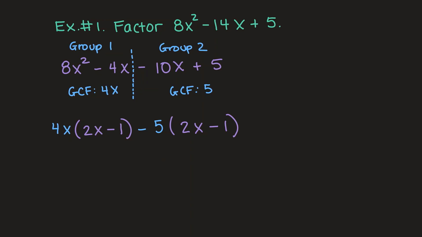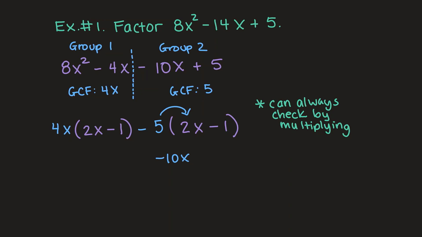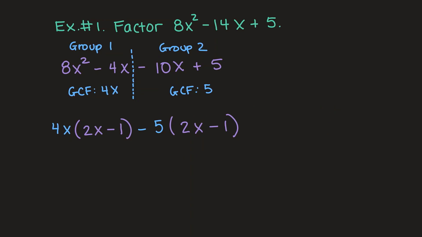If you're unsure whether you factored out the GCF correctly from each group, you can always check by multiplying. So if we distribute the minus 5 to the 2x, we get minus 10x, and distribute the minus 5 to the negative 1, we get plus 5. Which is what we had originally, so we've done this correctly. Okay, so now that we have this binomial in common, we can factor this out and write what remains next to it in parentheses. And now our polynomial is factored.